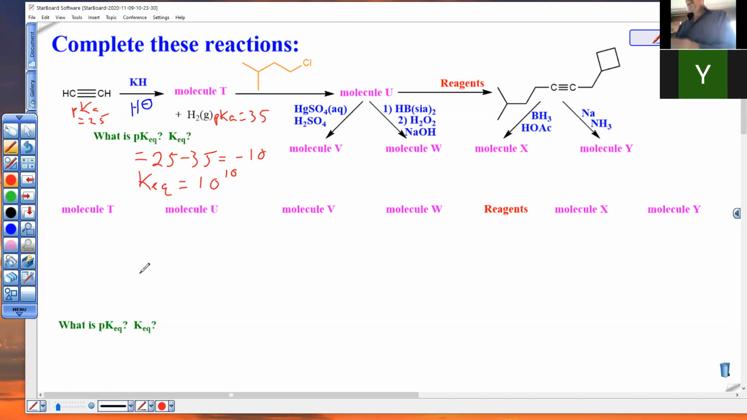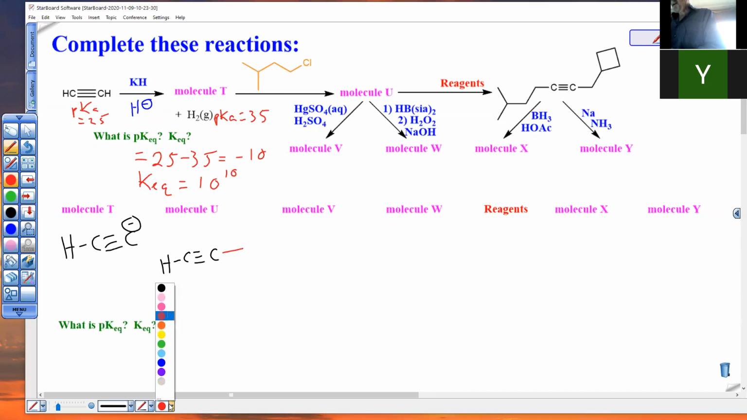And molecule T is the 1-acetylide right there, down here. It's going to do a backside attack on this carbon with a leaving group and make a sigma bond that's molecule U. So we got our HCCC with a new sigma bond, very exciting, to this isopentyl group, 1, 2, 3, 4, V. And that is molecule U.